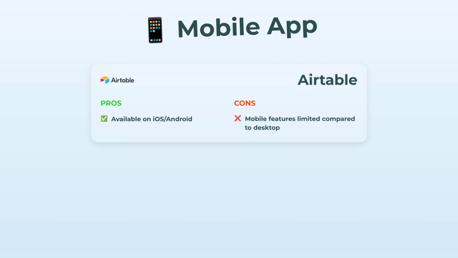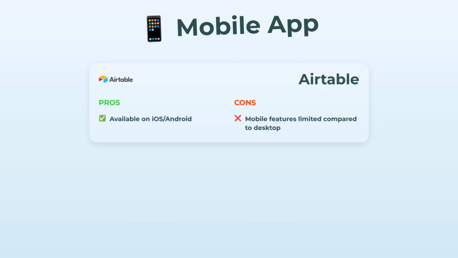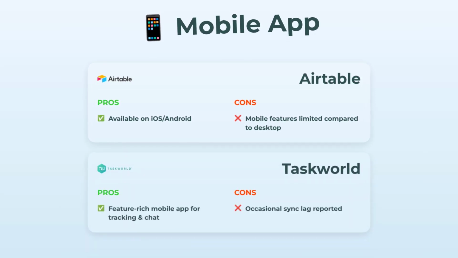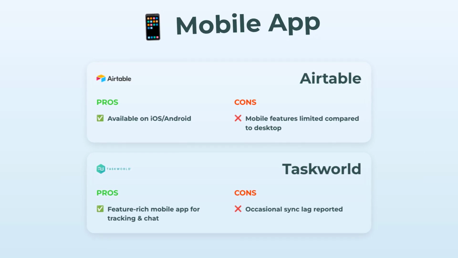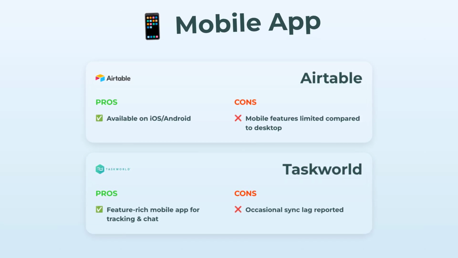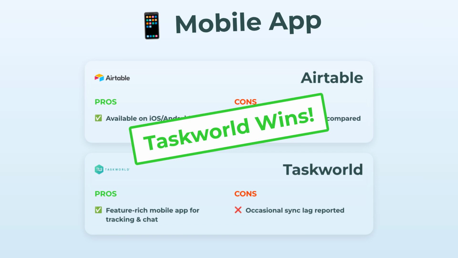Now, mobile apps. Airtable does have one for iOS and Android, but honestly, it's just okay. Like, you can update things, but it's way more limited than desktop, so don't expect to build anything complex on your phone. Taskworld, on the other hand, surprisingly solid. You get task management, chat, just about everything right there on mobile. Only catch? Some folks complain about sync lag, but for most, it's smooth. So if you're on the go, Taskworld takes this one.